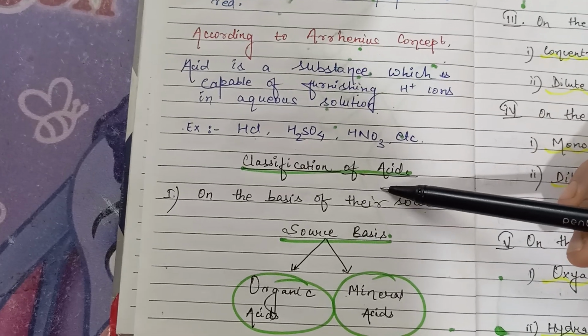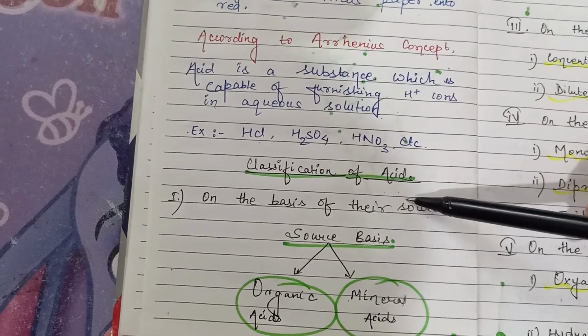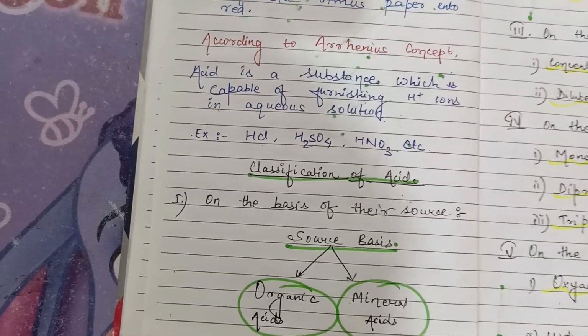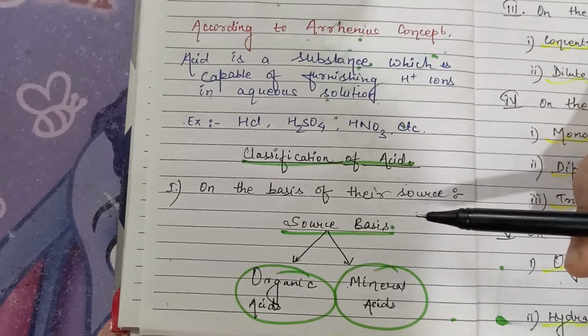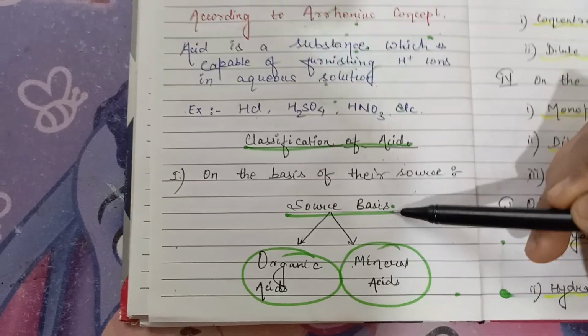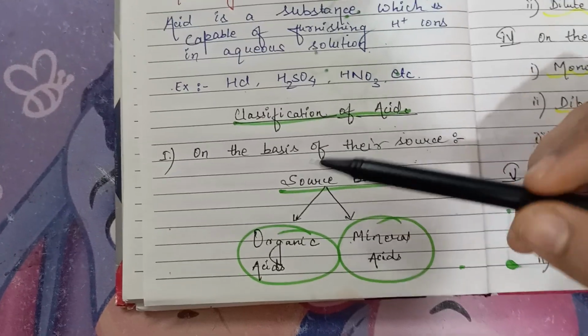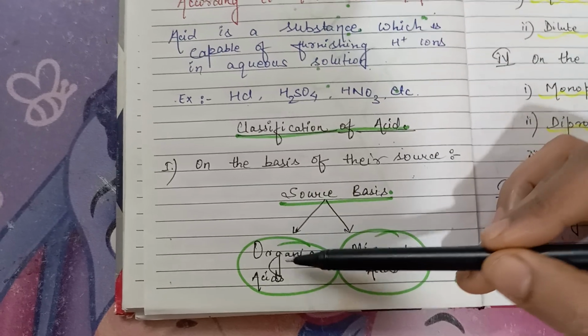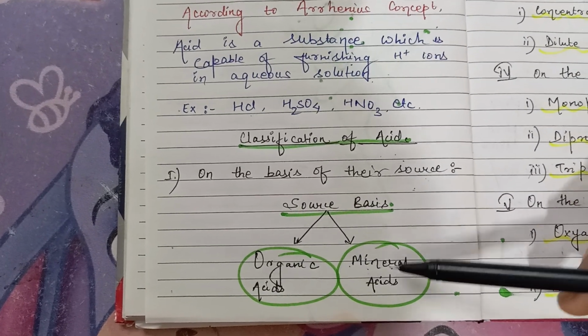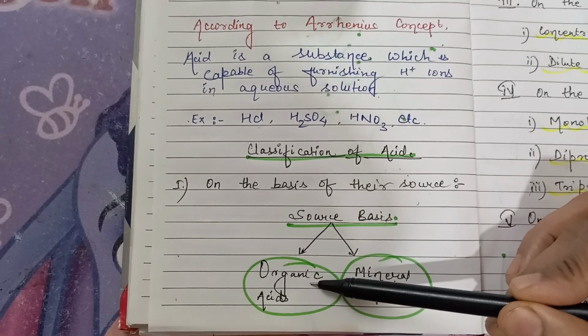Now let us understand the classification of acids. So acid is classified on various bases. The first category that we are going to discuss is on the basis of source. On the basis of source, acid is classified into two categories. One is organic acid and the other one is mineral acid. So what is organic acid?